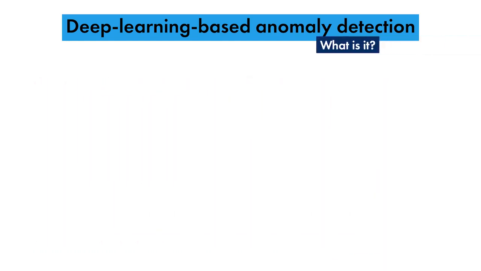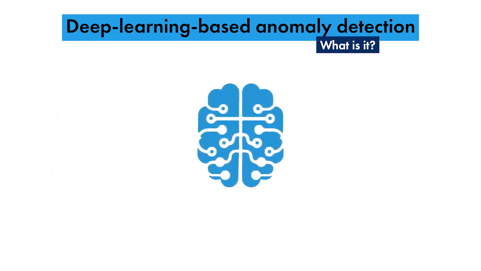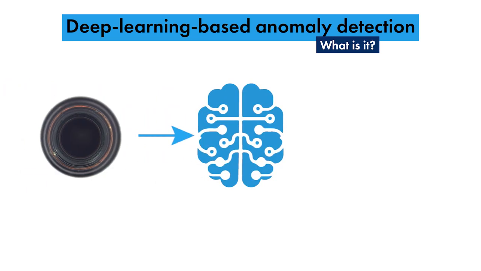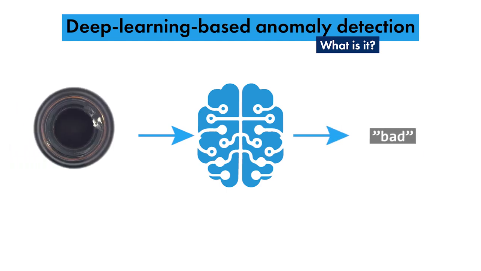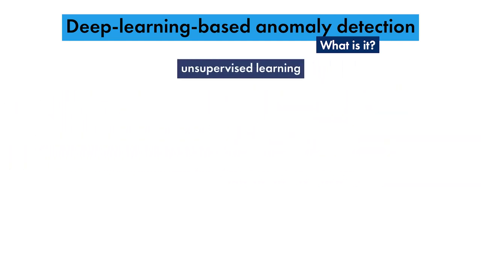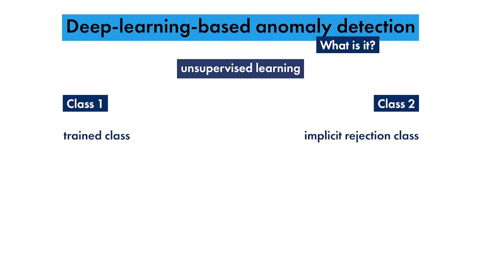But first, what is anomaly detection? Anomaly detection, at its core, is a binary classification, which means an input gets assigned to either one of two classes. You input an image, and the anomaly detection will tell you if it's good or bad. It's based on unsupervised learning. Only one of the two classes must be trained. The other one is an implicit rejection class. Therefore, elaborate labeling is not needed. The trained class is referred to as good, and the implicit rejection class as bad.